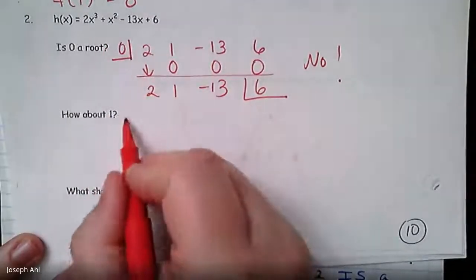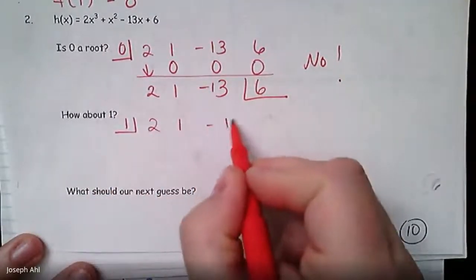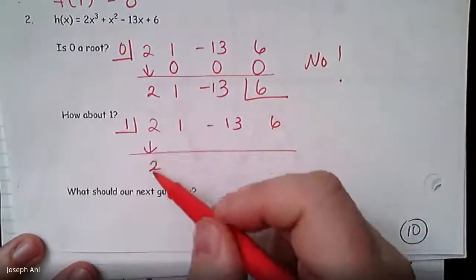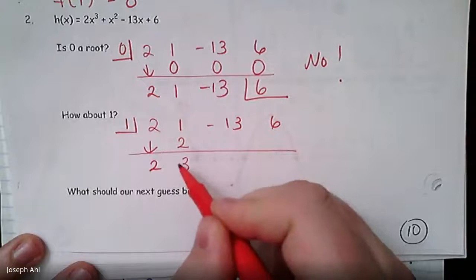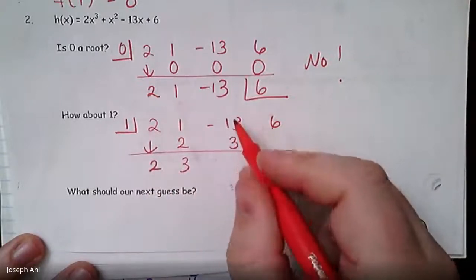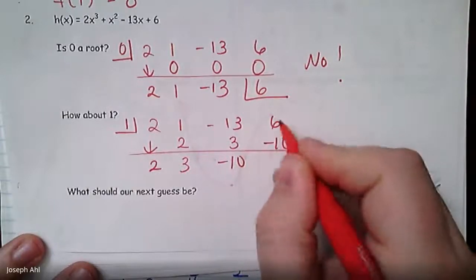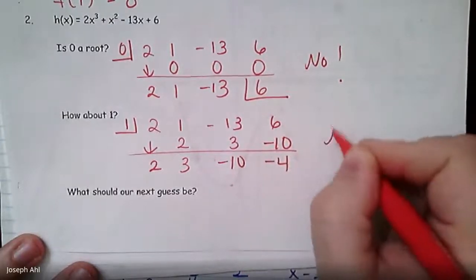All right, how about 1? 2, 1, -13, and 6. Is that a root? Bring down the 2. So 2 times 1 is 2, plus 1 is 3. 3 times 1 is 3, plus -13 is going to be -10. Times 1 is -10, plus the 6 is -4. So this is also a no.